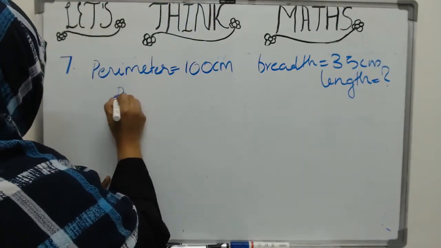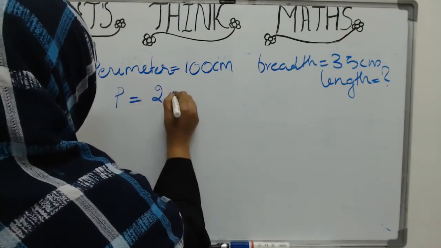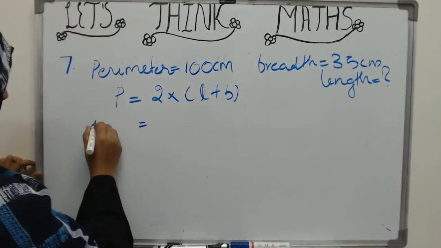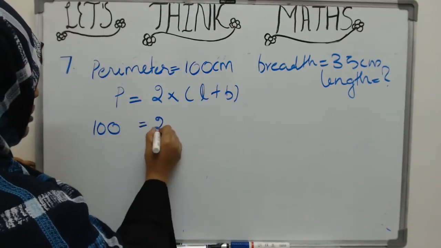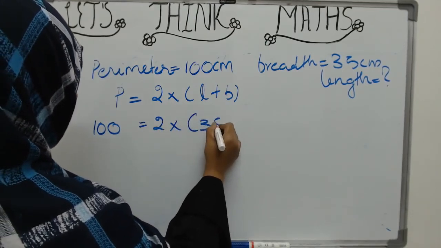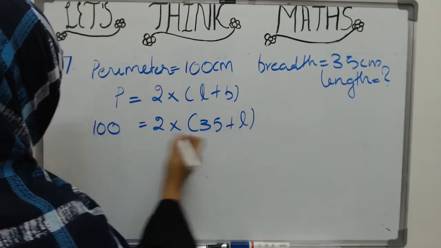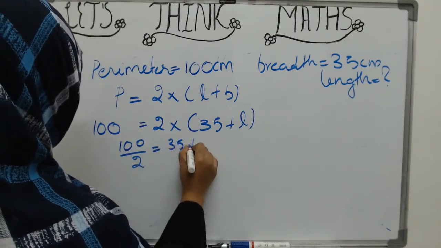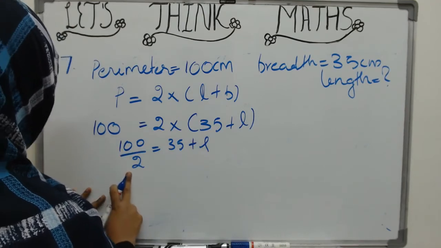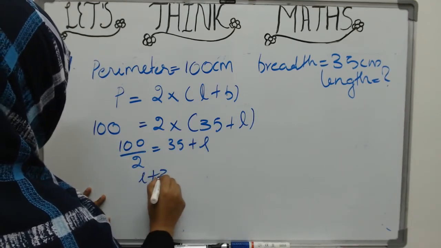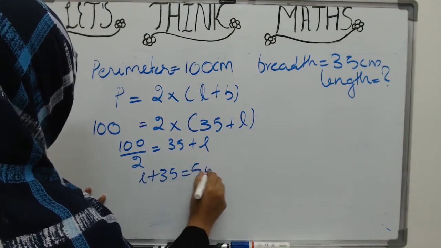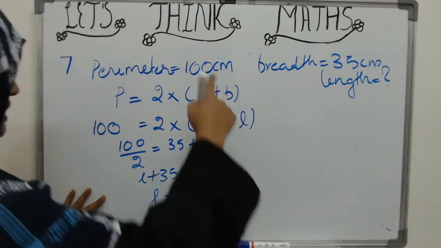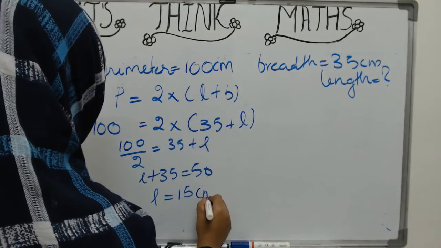Now what is the equation of the perimeter? 2 into (L plus B). So the perimeter is 100, which is 2 into (35 plus length L). That means 100 by 2 is equal to 35 plus L. But 100 by 2 is 50. So if L plus 35 is equal to 50, then L will be equal to 15. Do not forget the unit. It is centimeter here. So it is 15 centimeter.